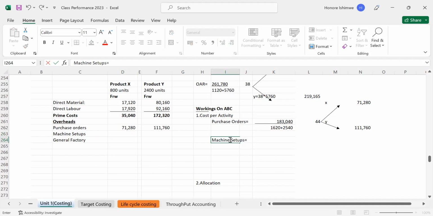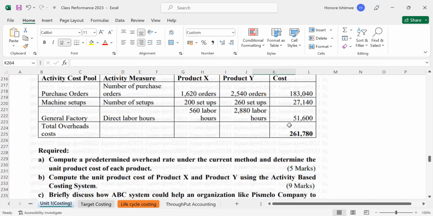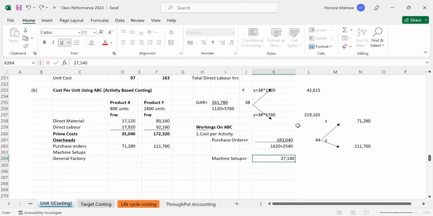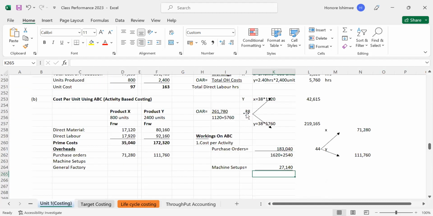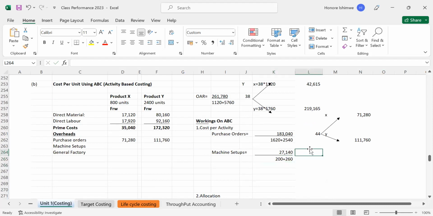here the cost per activity is going to be this overhead cost, this 27,140,000. So I have to divide it by what? The cost driver will be number of setups, which is 200 setups and 260 setups for each cost center. 200 plus 260, which is 460. Now, my cost driver rate will be this divided by 460. Is it okay? This is my cost driver rate.